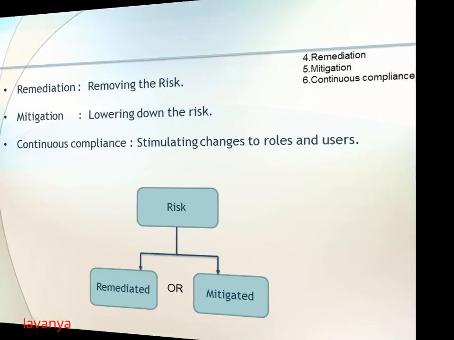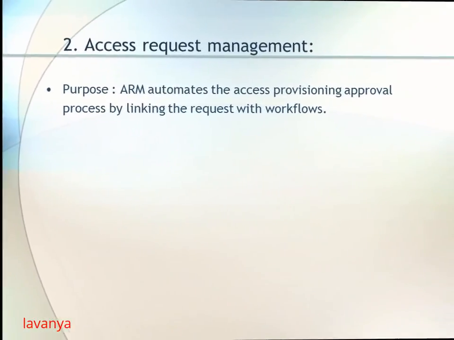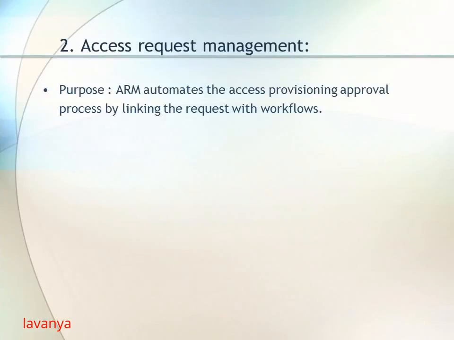The second component of access control is access request management. The purpose of ARM is it automates the access provisioning approval process by linking the request with the workflow. Access provisioning activities are user creation, giving additional access to the user, deleting the user, changing password, locking and unlocking the user, etc.